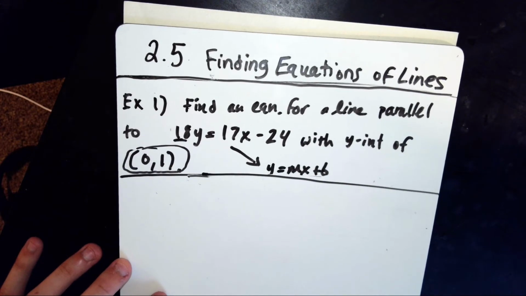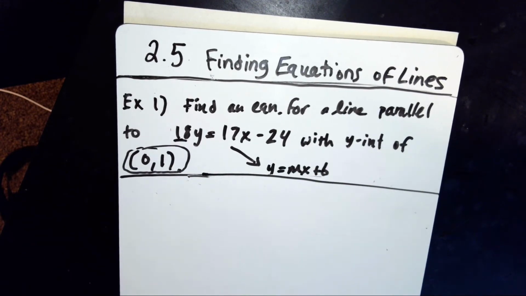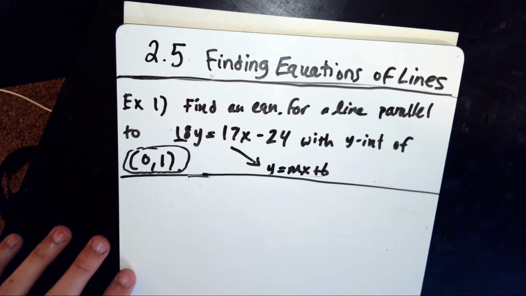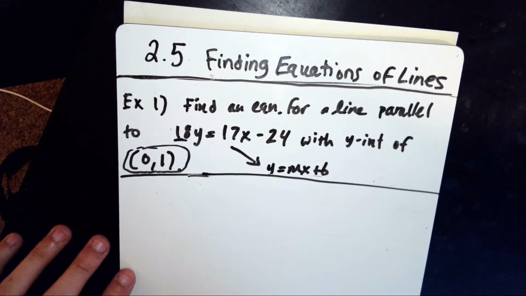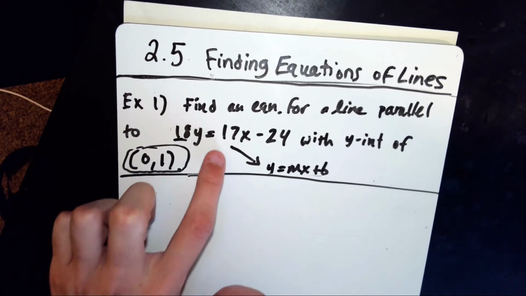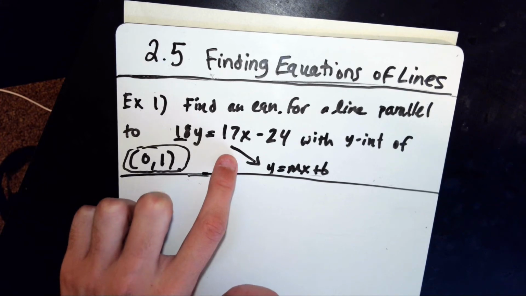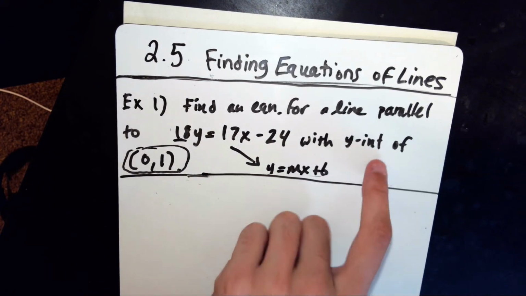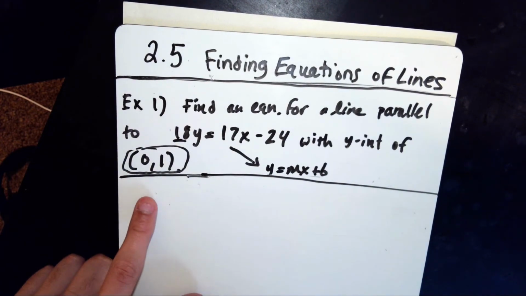Hi guys, in this video I want to talk about some examples where we find equations of lines with given characteristics. So let's just jump right in. Example 1 asks us to find an equation for a line that's parallel to this line, 18y equals 17x minus 24, with a y-intercept of (0, 1).